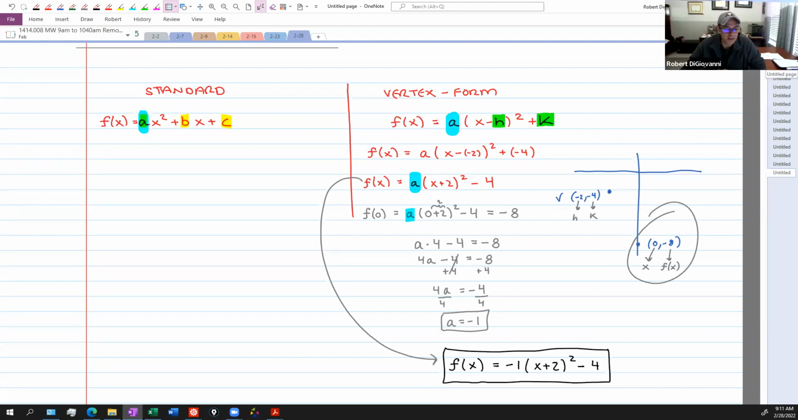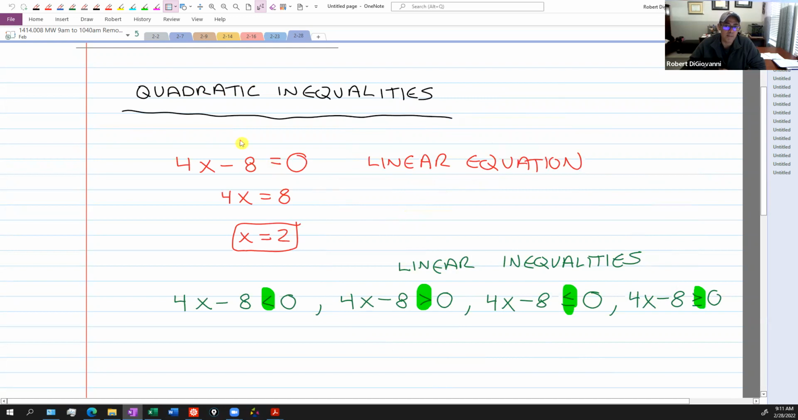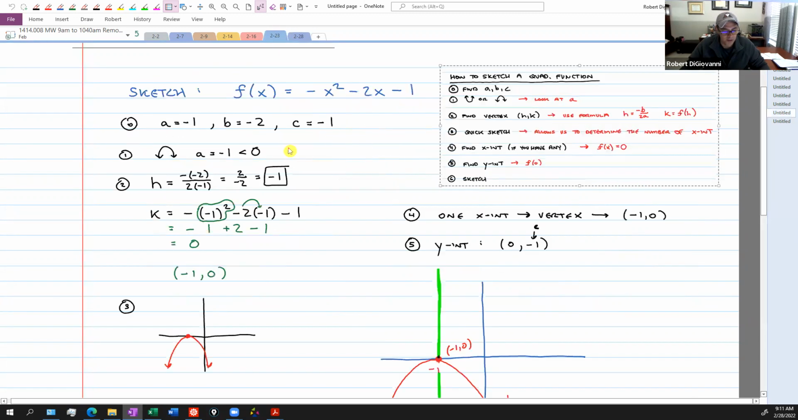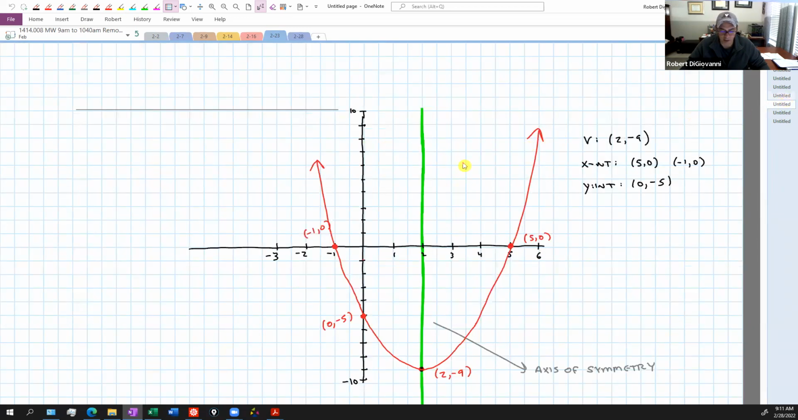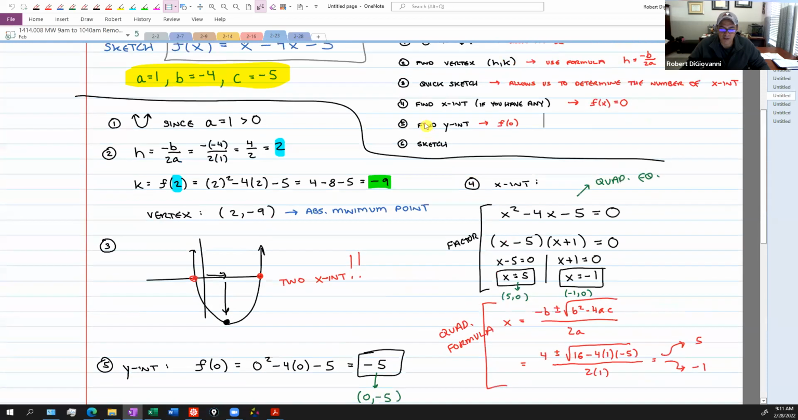Okay, so let's get into today's material. We're going to talk about first quadratic inequalities. Notice this name, inequalities. When we were doing problems last class, when we had to find the x-intercept, step 4, we set the function equal to 0, and that gave us a quadratic equation, and we either factored it or we used the quadratic formula to solve it. But that's a quadratic equation.